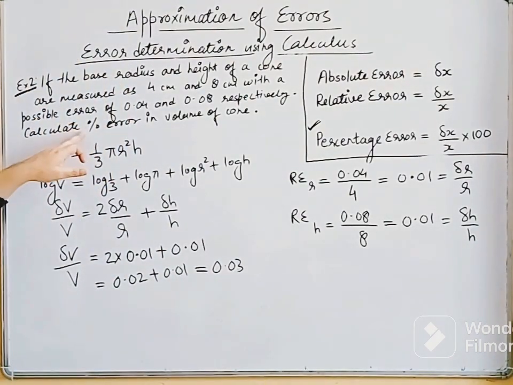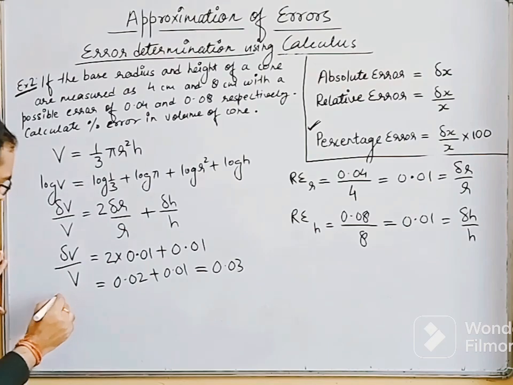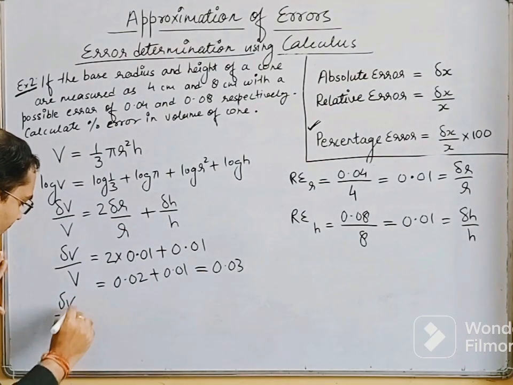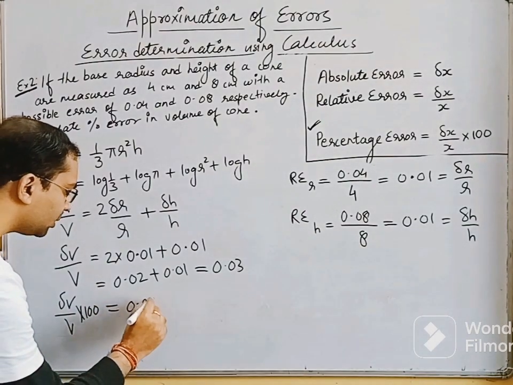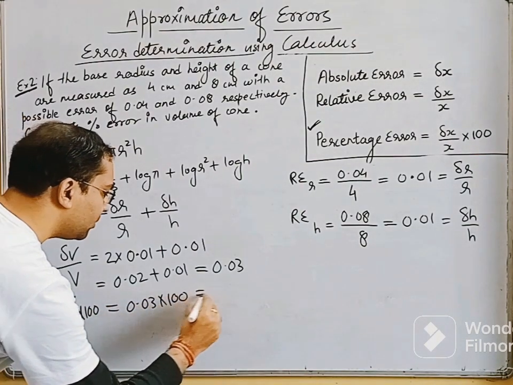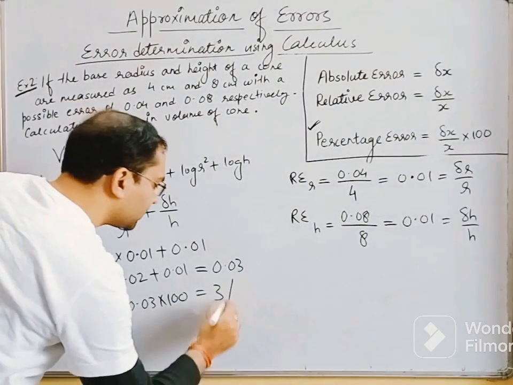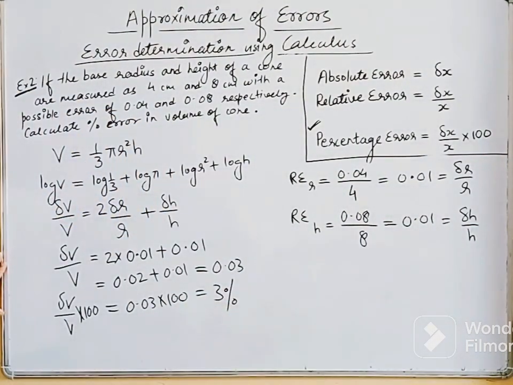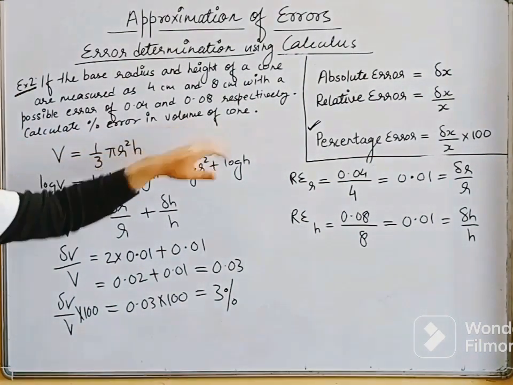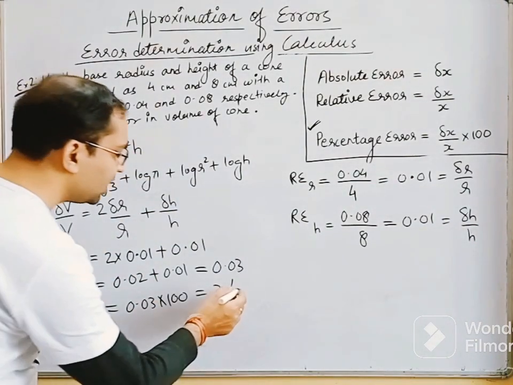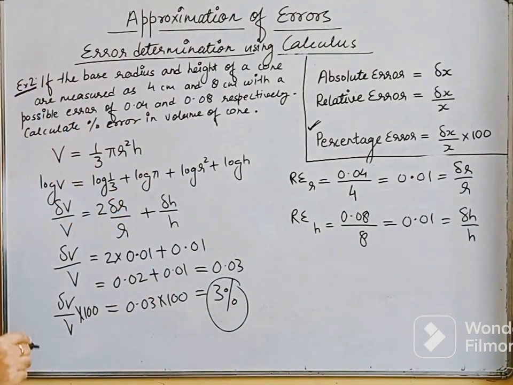But we have to give the percentage error. To convert this into percentage error, we need to multiply on both the sides by 100. So this becomes del V upon V into 100, which is the percentage change. This is 0.03 into 100, which comes to be 3. So this is 3%. So here we got the answer. The percentage error in the volume of the cone comes to be 3%.